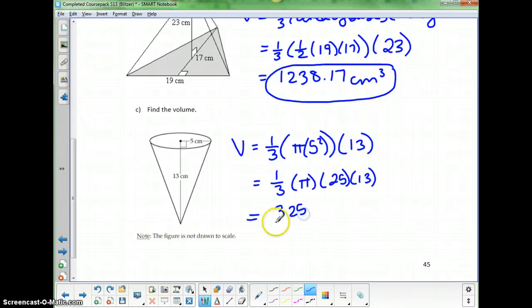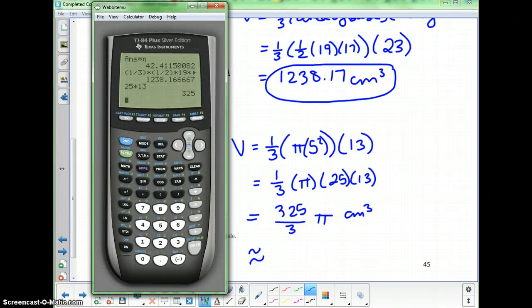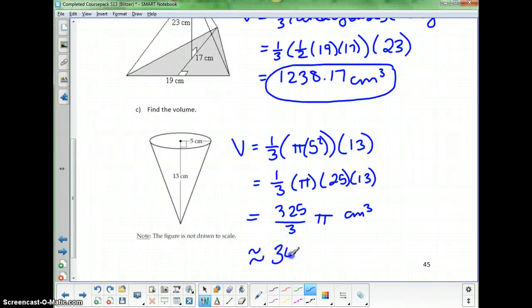So it's 325 thirds. Multiply the whole numbers together, put it over 1. 3 times 1 is 3. So the exact figure would be 325 thirds pi centimeters cubed. The approximate figure would be 325 thirds, so divide by 3, then multiply by pi. So 340.34 centimeters cubed.